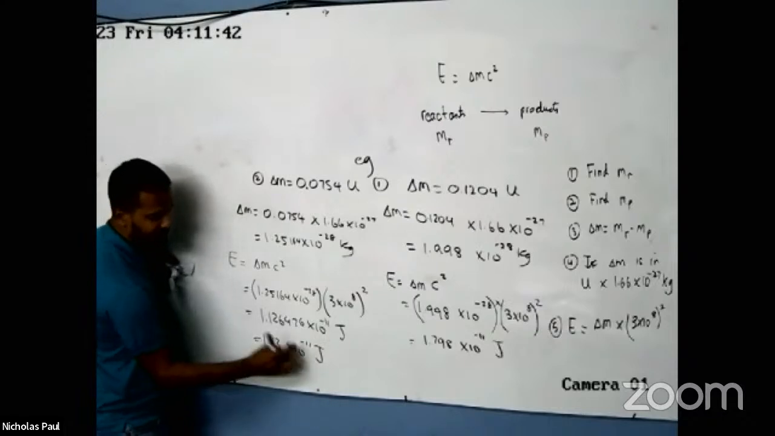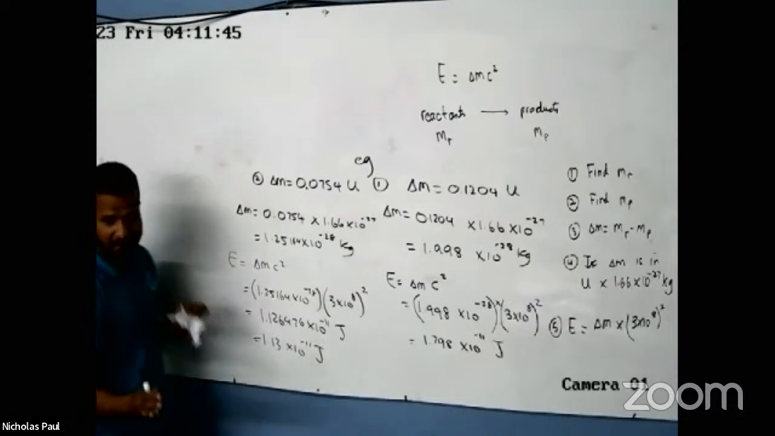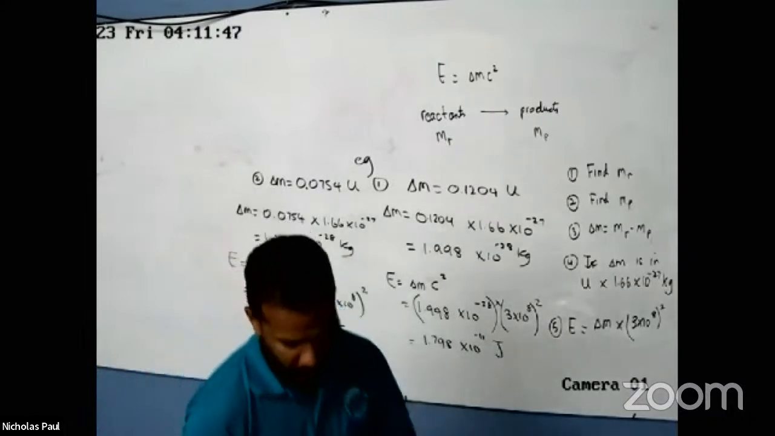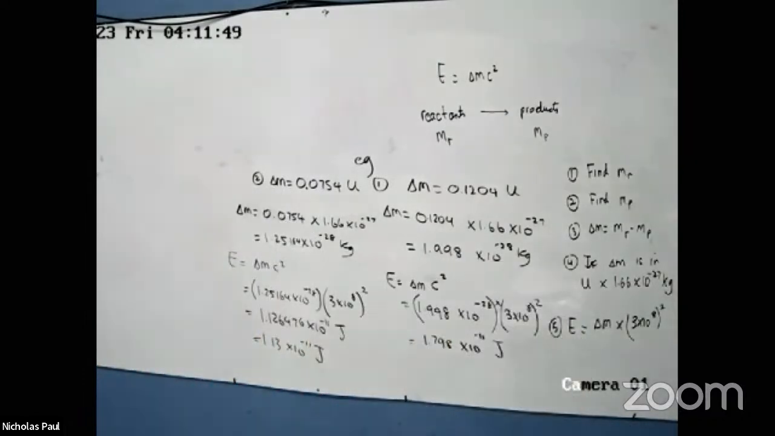And our answer is generally around here, right? Minus 11, minus 12. So you don't have to be this round up. Oh, no. You don't really have to.